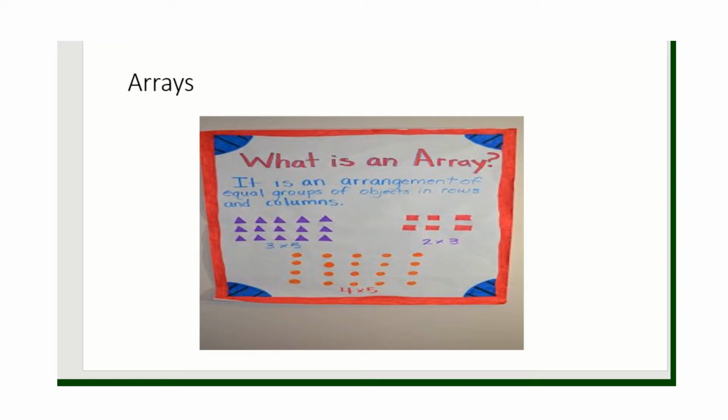This one, look, 2 times 3, okay, isn't it? 2 rows of 3, or if it was in columns, it would be 3 lots of 2. The bottom one, look, 4 rows of 5, so 4 times 5, or if it was going in columns, 5 columns of 4, 5 times 4.